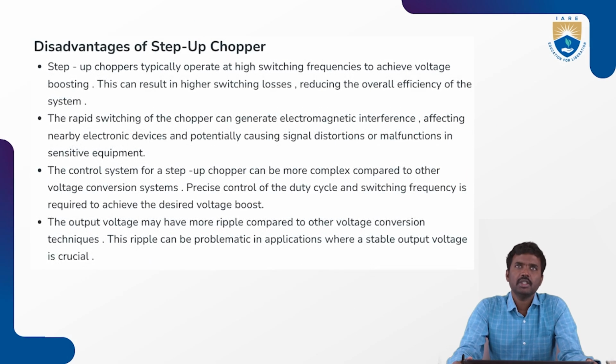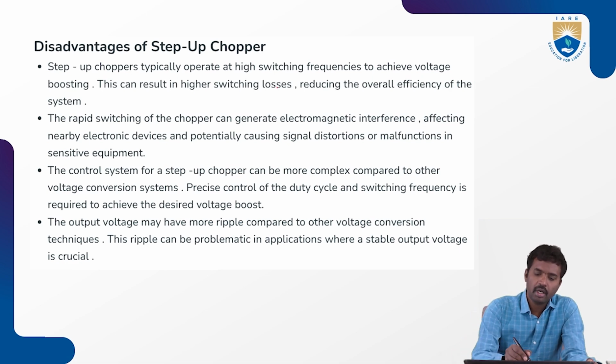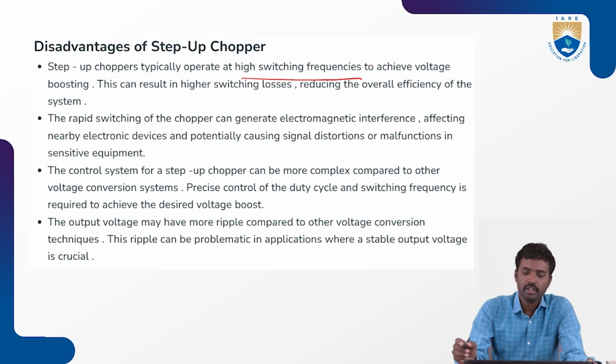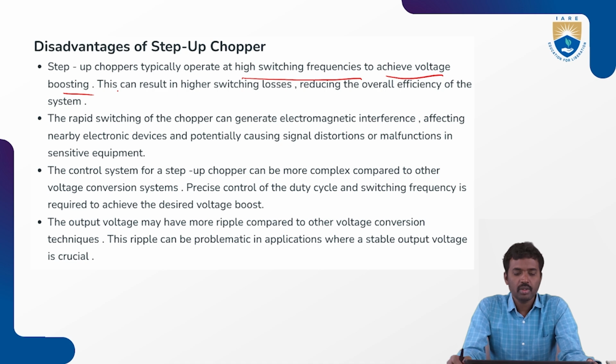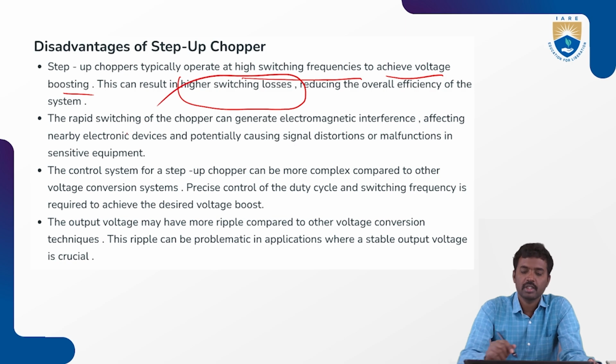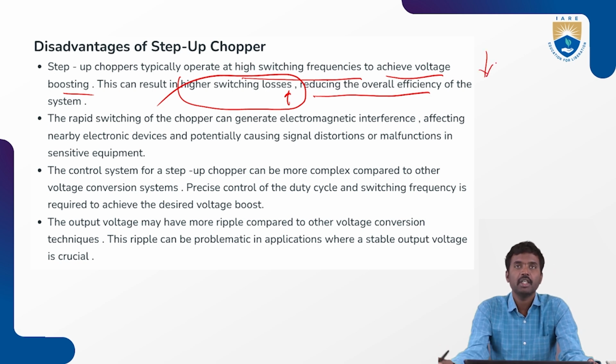The disadvantages here: they operate at a high switching frequency to achieve the boost. When we operate at a high switching frequency to achieve a high boosting voltage, there may be higher switching losses. Higher switching losses means losses increase, which means the overall efficiency will decrease. This is one of the main drawbacks.